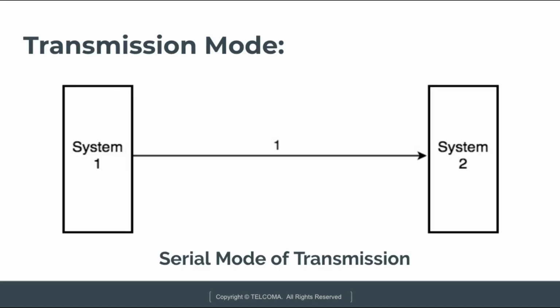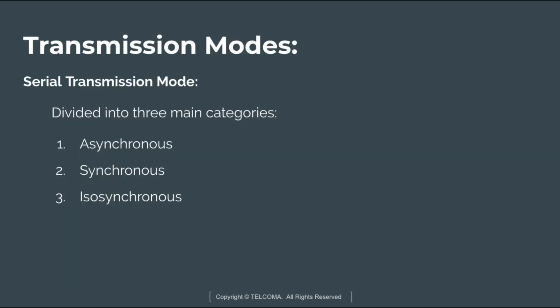This is the diagram showing system 1 and system 2 connected through the serial mode of transmission, and one bit will be transmitted at a time from system 1 to system 2. Next, serial mode is divided into three main categories: asynchronous, synchronous, and isochronous.